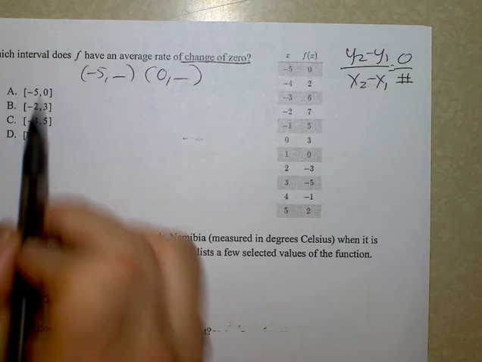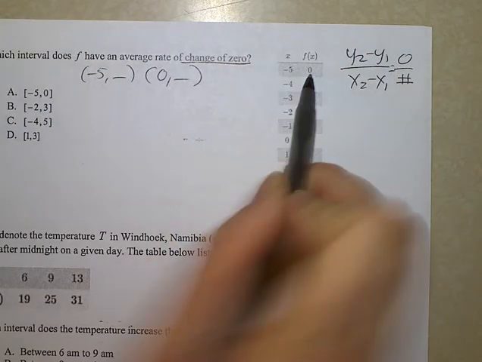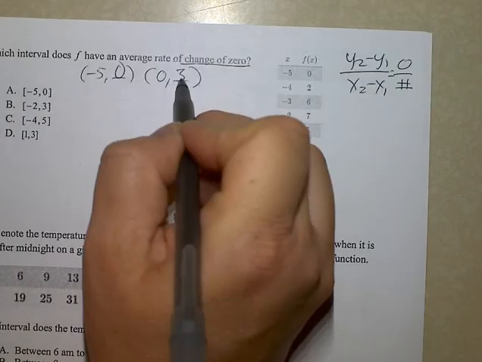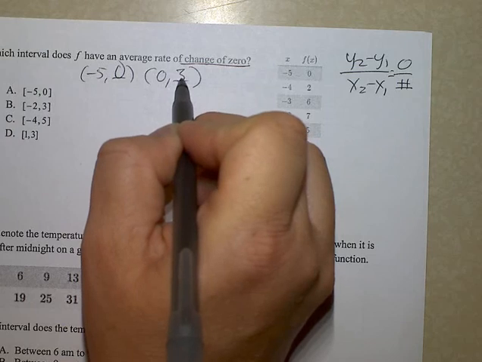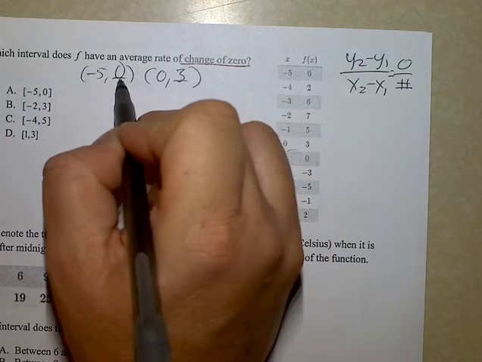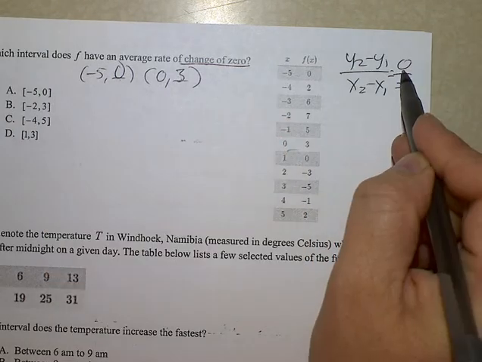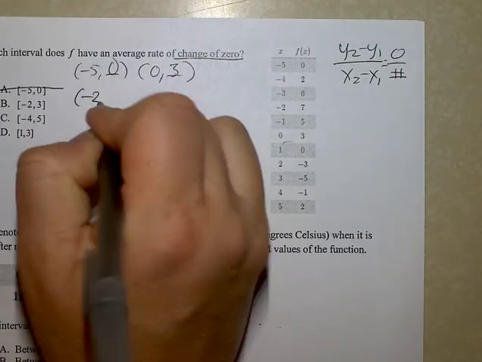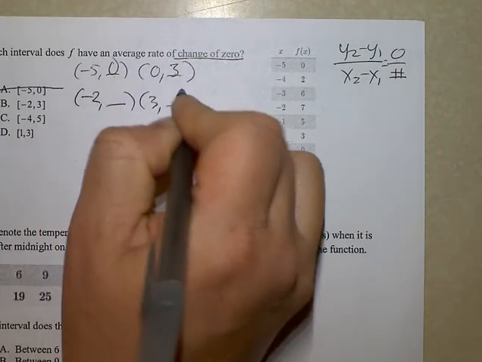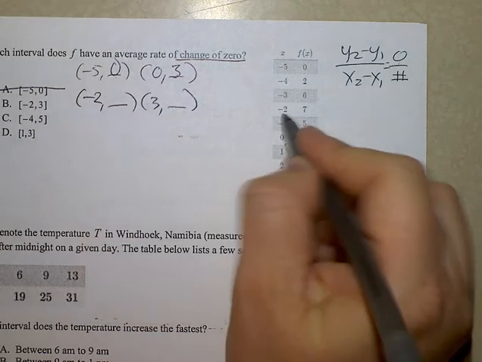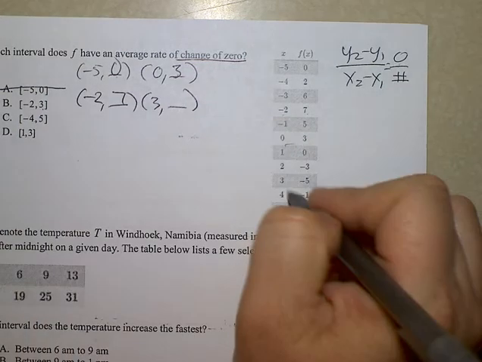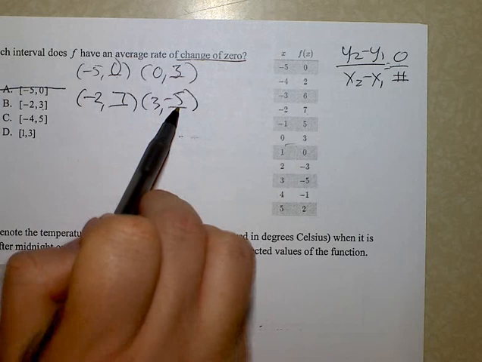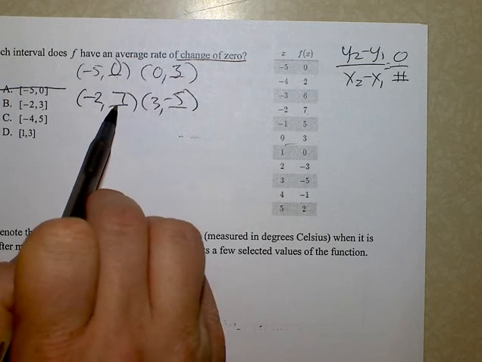Okay, so -5 goes with 0, it's just by chance, and 0 goes with 3. When I do y sub 2 minus y sub 1, do I get a 0? No. Cross it out. Okay, let's do -2 and 3. Okay, so -2 goes with 7, and 3 goes with -5. Y sub 2 minus y sub 1. Do you get 0? Cross it out.